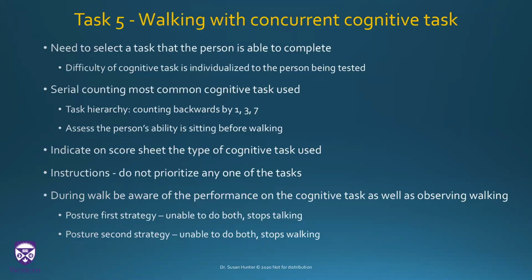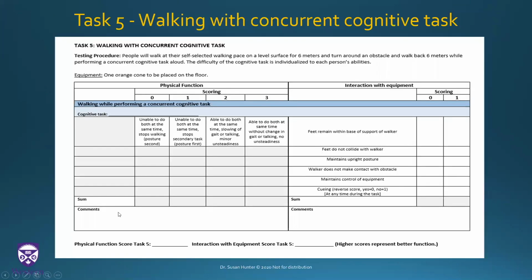On the score sheet, you want to indicate what the cognitive task is that you ask them to perform, because it might change. You might start in December 2019, they were counting backwards by 3s. December 2020, they were doing it by 1s. So you're already seeing, you're able to evaluate a decrease in the person's performance.